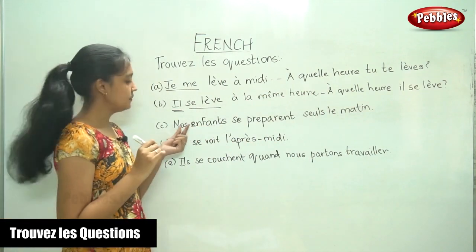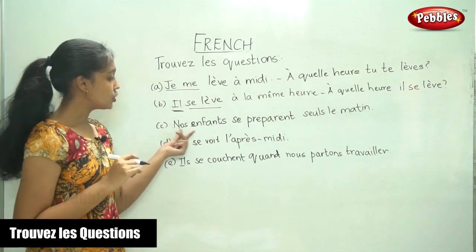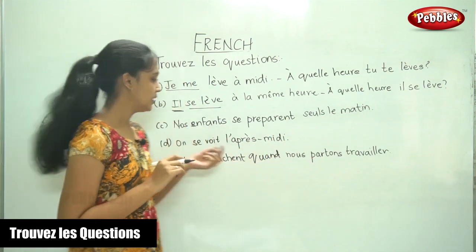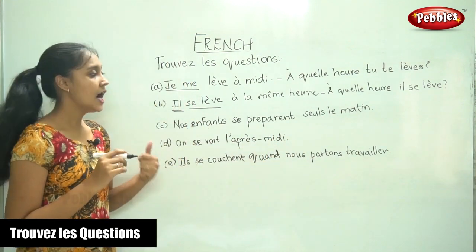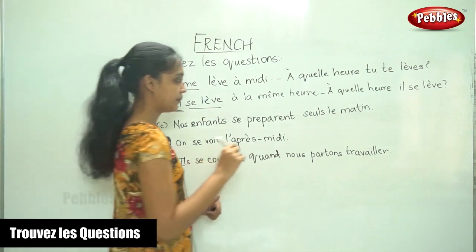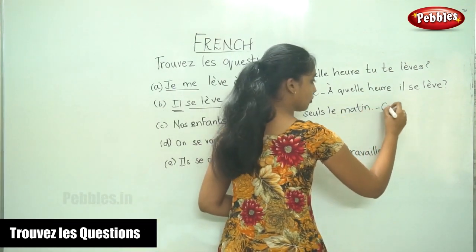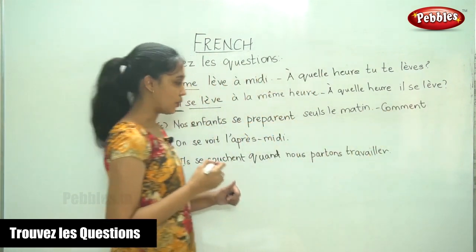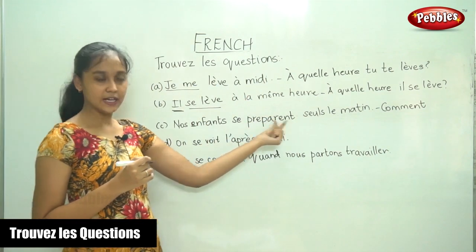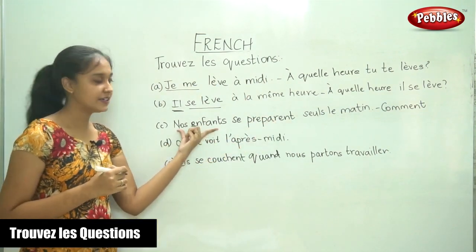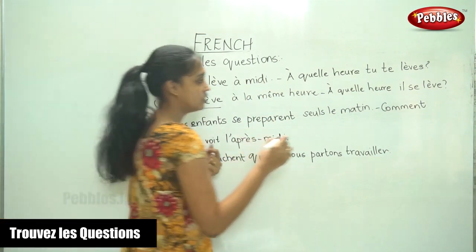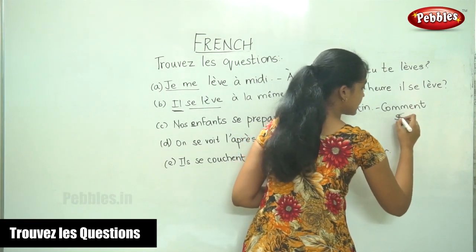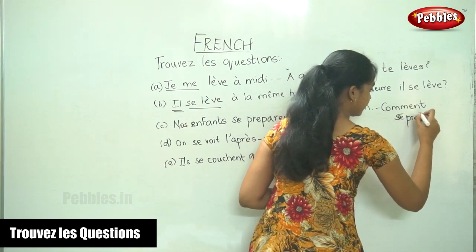Now the next sentence, nos enfants se préparent seuls le matin. So the question here will be, how do they prepare? So, comment se prépare? Nos enfants can be written as ils. Comment? So, se prépare.